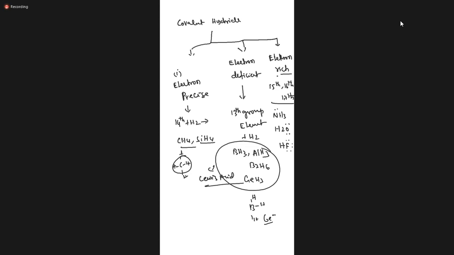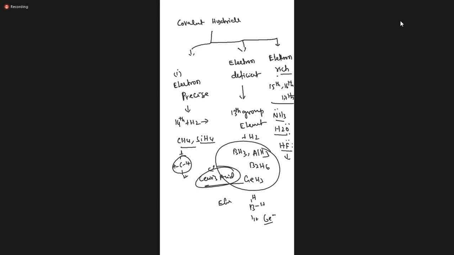Electron rich hydrates like NH3, H2O, HF: nitrogen having 1 lone pair of electrons, oxygen having 2 lone pairs, fluorine having 3 lone pairs. Electron deficient molecules are called Lewis acids, electrophiles. Electron rich hydrates are called Lewis bases, nucleophiles.